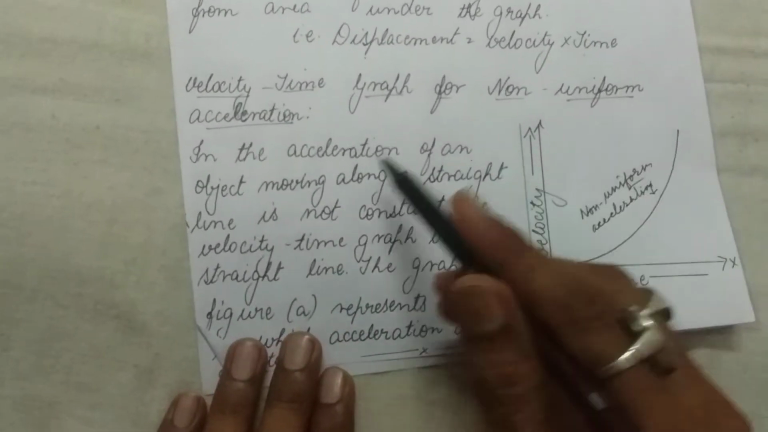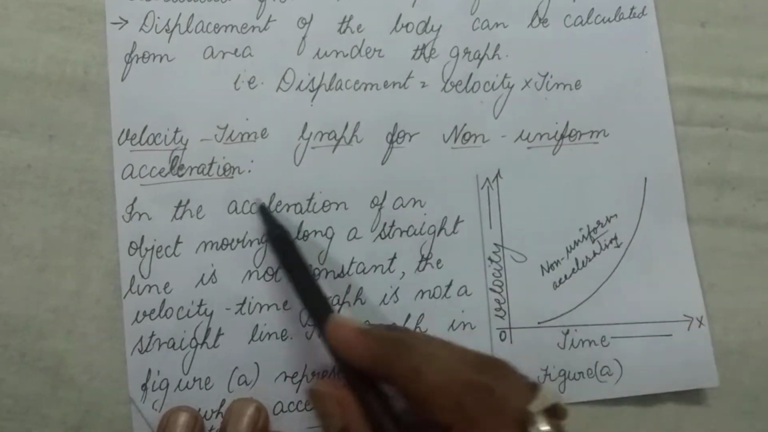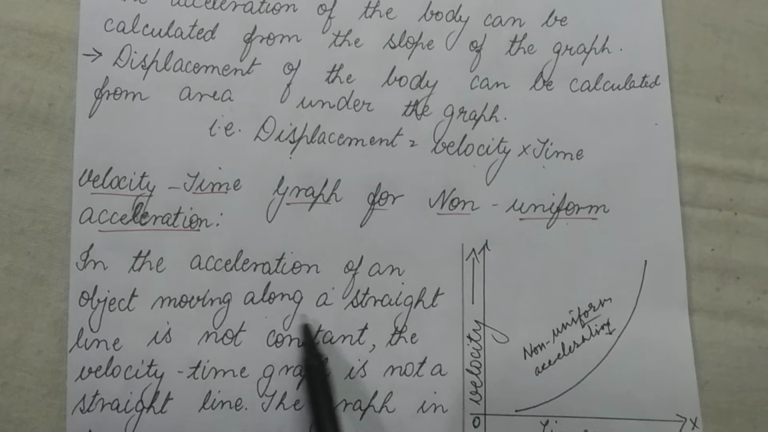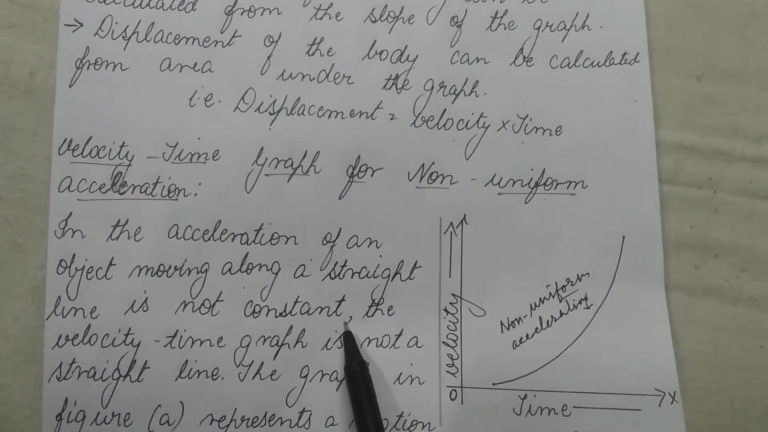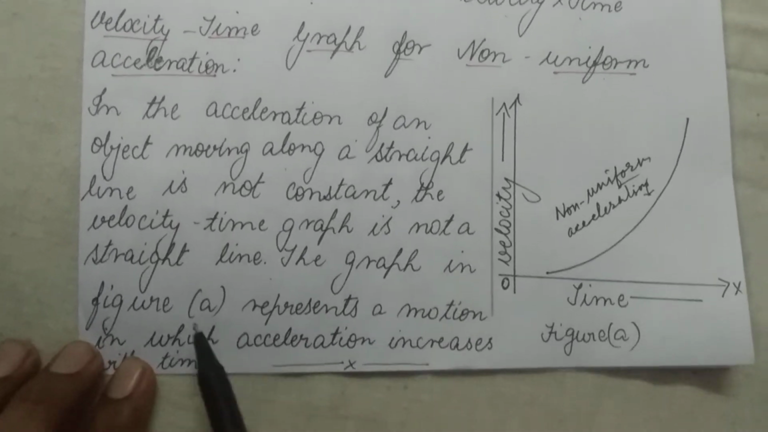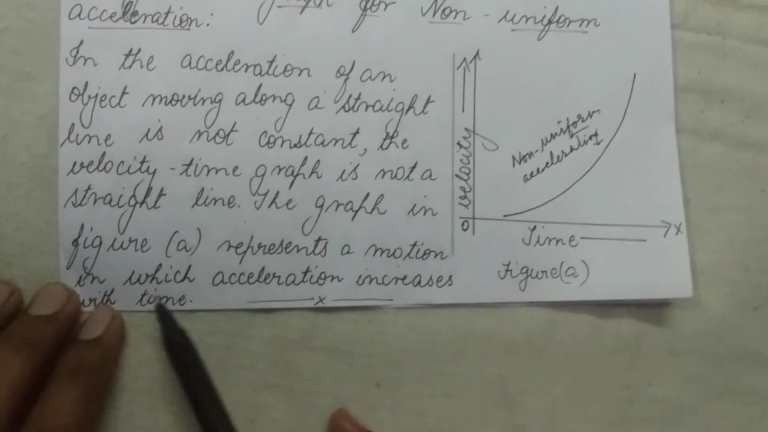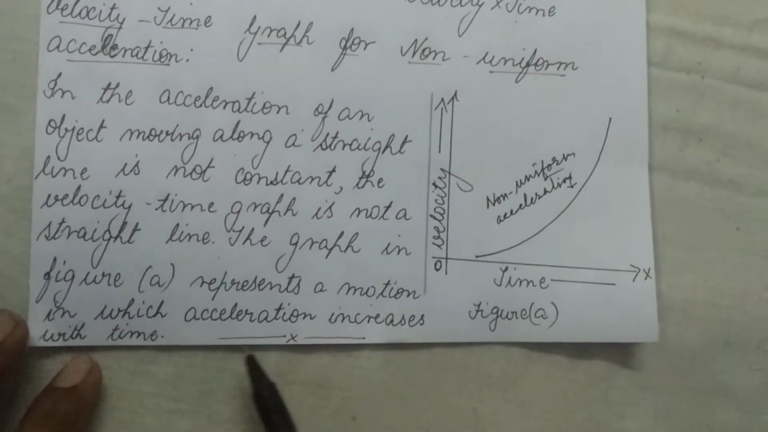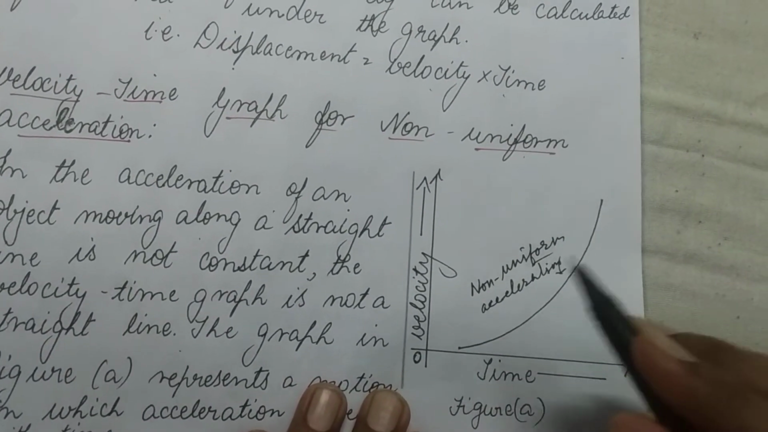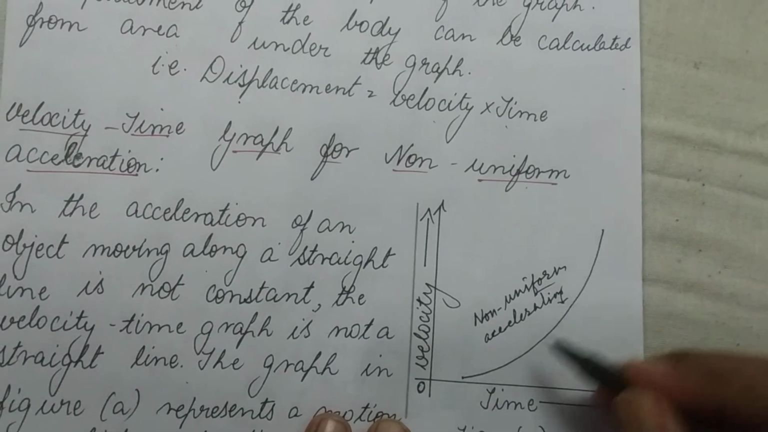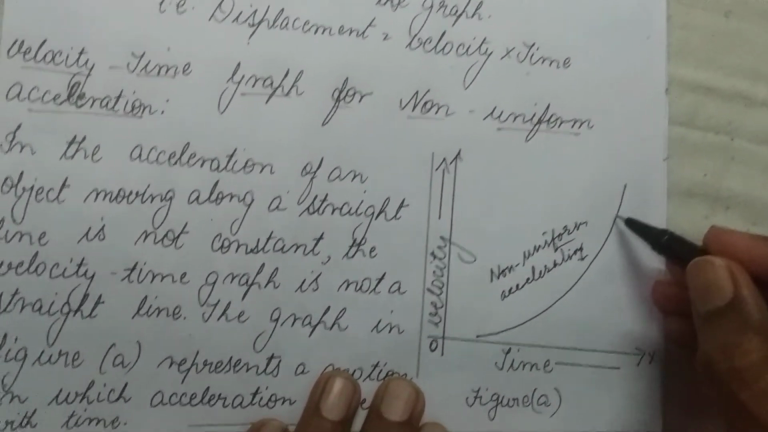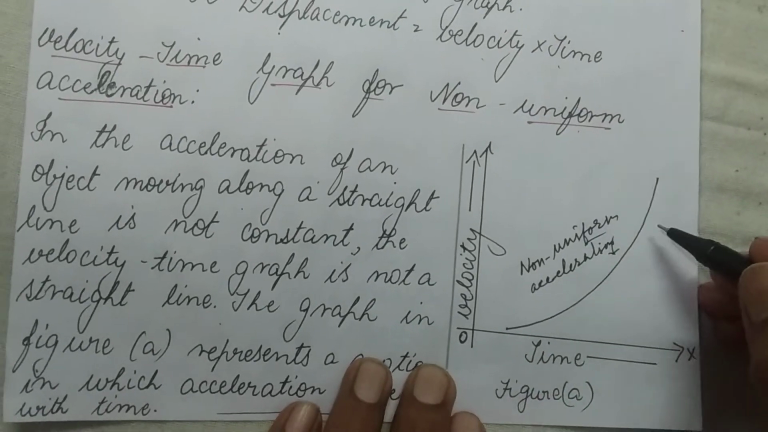The last one is the velocity-time graph for non-uniform acceleration. In this, the acceleration of an object moving along a straight line is not constant, so the velocity-time graph is not a straight line. The graph represents motion in which the acceleration increases with time. Here it is the velocity-time graph. The graph is non-uniform, and its acceleration is increasing. It is variable acceleration.